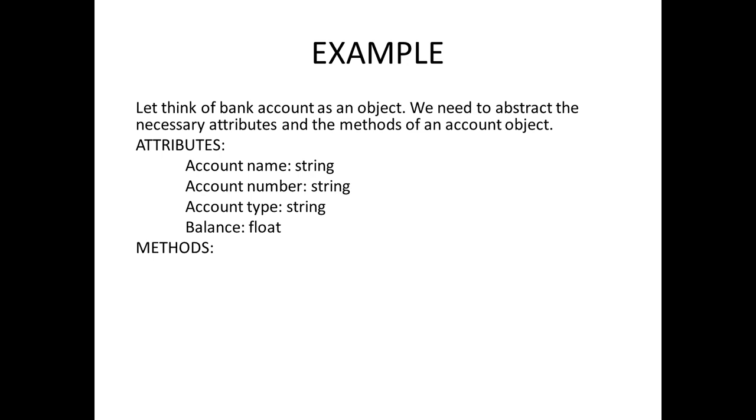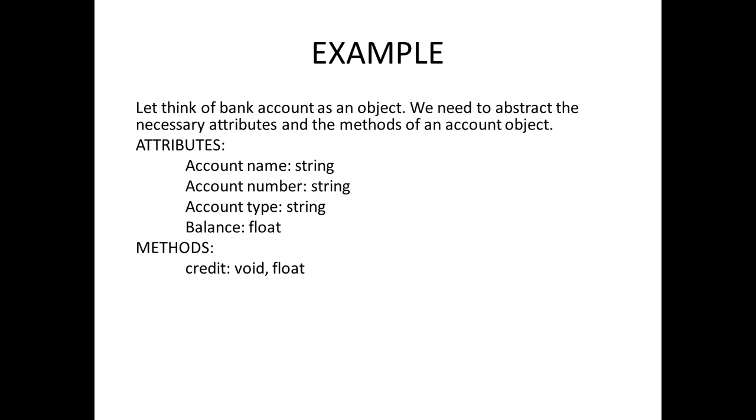Then what are the methods of an account? That is, what can an account do? What are the actions an account object can perform? 1, account can credit itself. An account can credit. So when an account credits, that means it's adding value to the previous balance. So for an account to credit itself means that it's an action it's performing. So the action will have a return value of void. That means when this action is performed, it doesn't return any value.